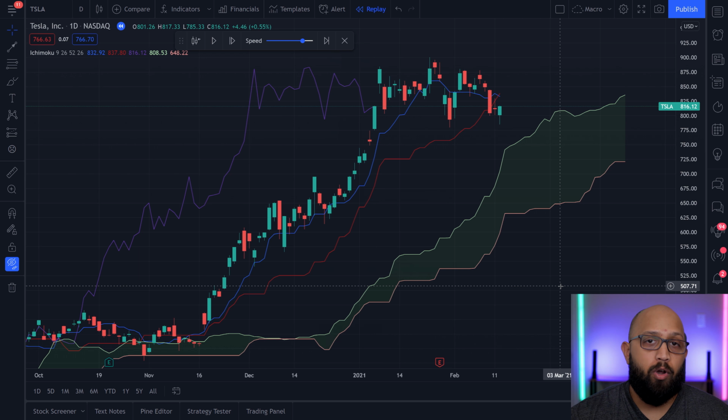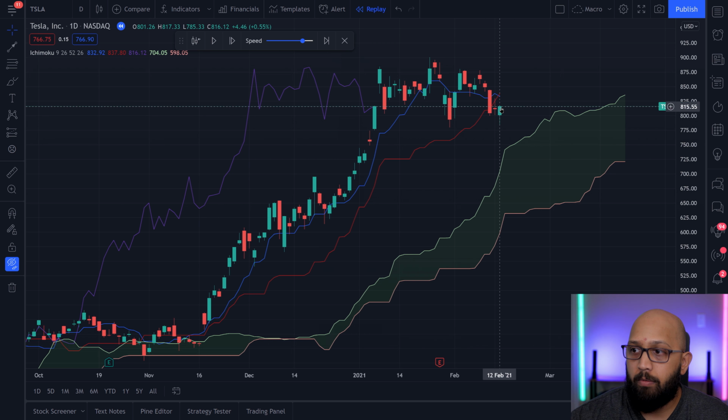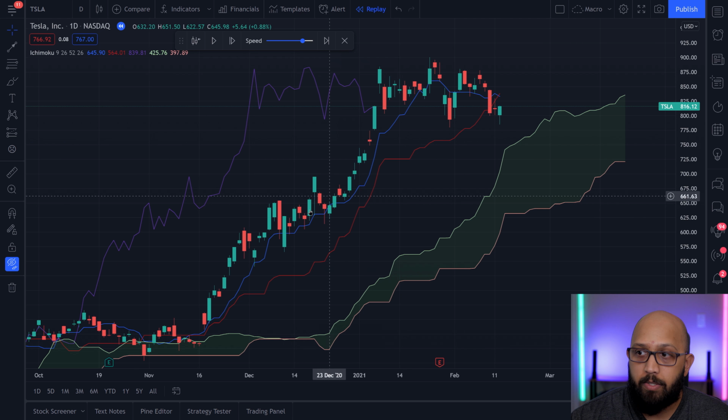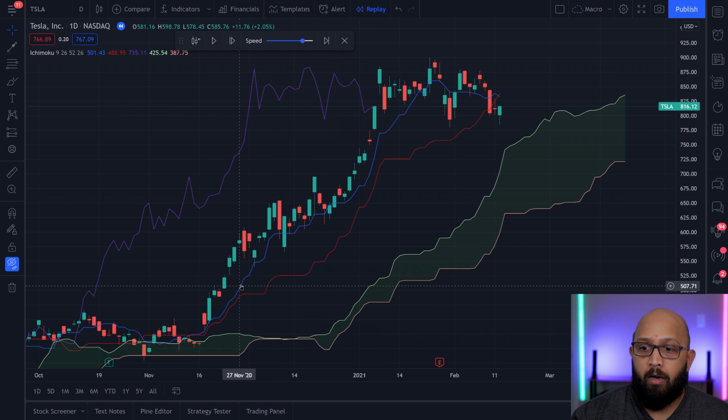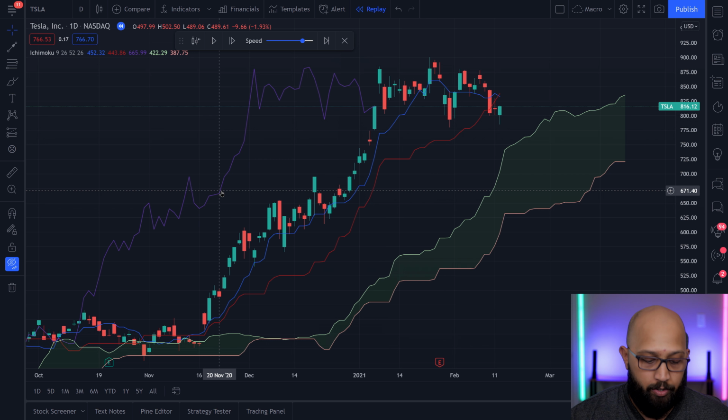So we're looking at Tesla's chart from February 12th, 2021, and we can see that Tesla's price has been well above the cloud here for quite some time, about 4 months, from November to February. During that time, we have the Tenkan Sen and the Kijun Sen, and the price is above them, which is great. And then also we can see that the Chikou span is well above the price as well. So it's very, very bullish.